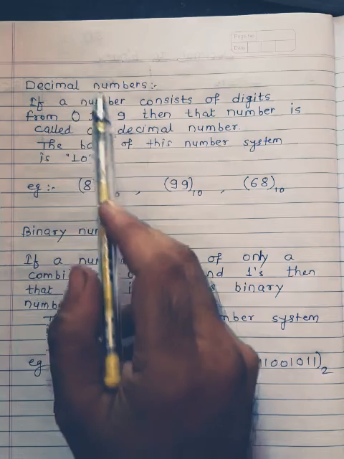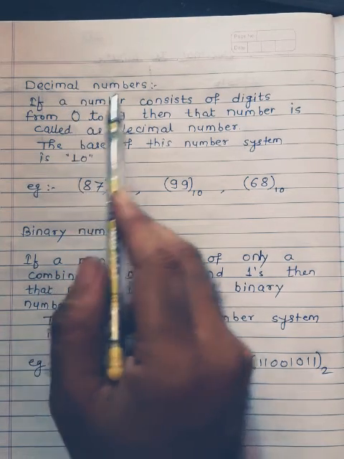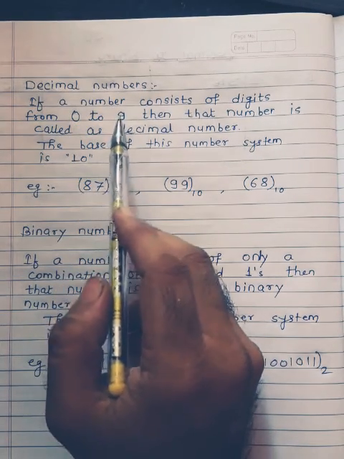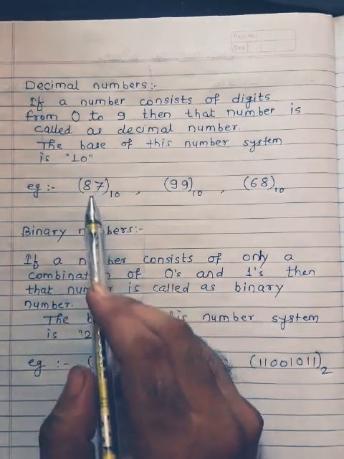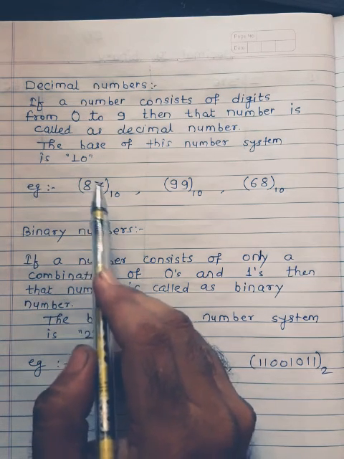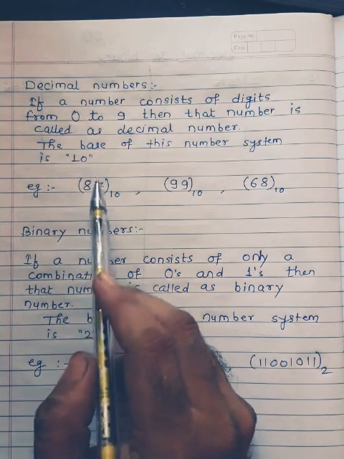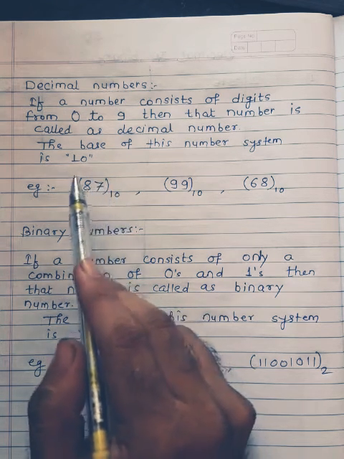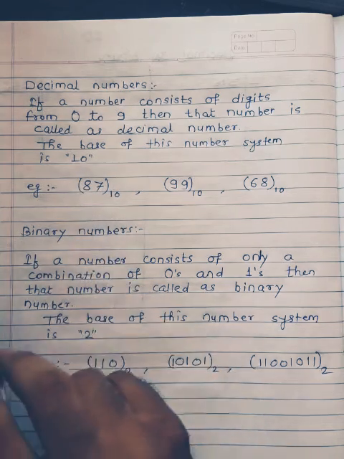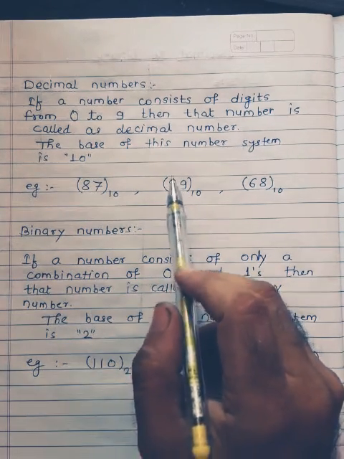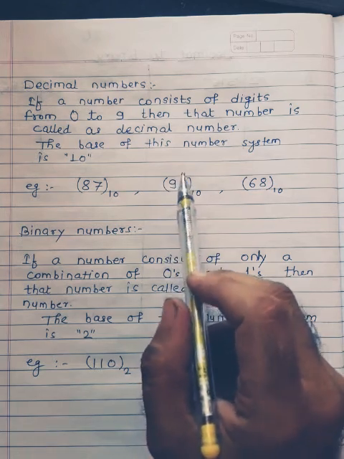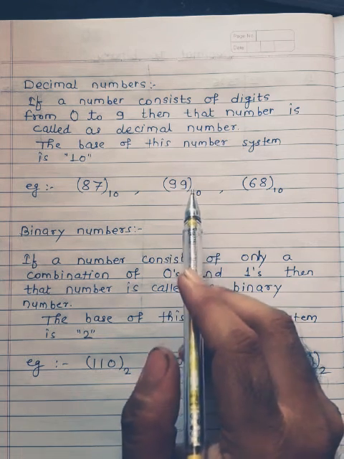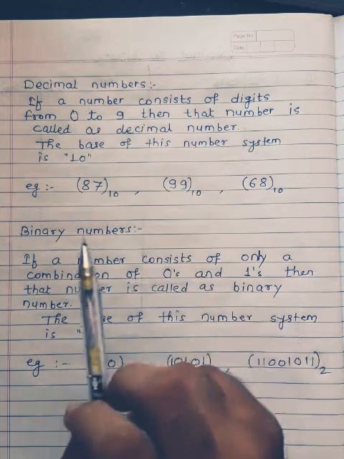Okay, what they have told is that the digits of the number should range from 0 to 9 and the base should be 10. Now observe these numbers 8 and 7. These digits are from 0 to 9, correct, and the base is written at the bottom, it is 10. That is why this number is a decimal number. Next one, 9, 9. These digits range from 0 to 9, and the base is 10. That is why this number is also a decimal number.